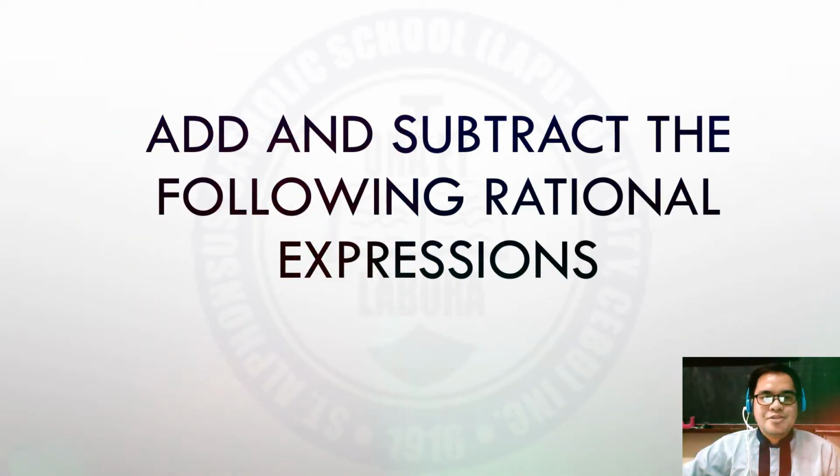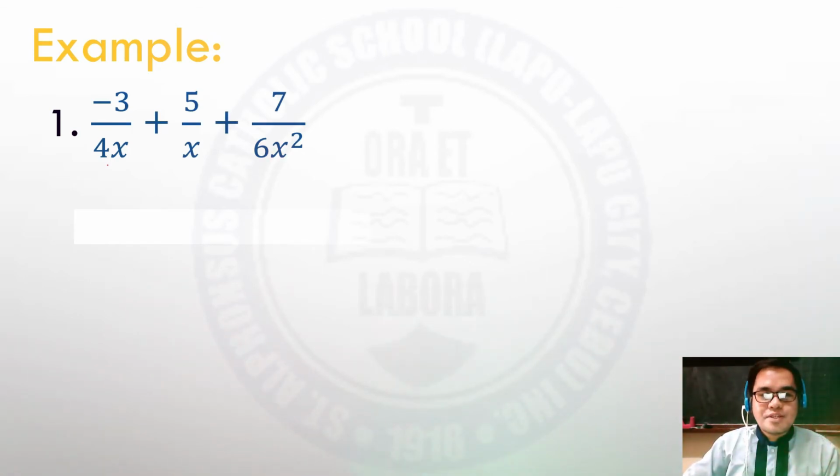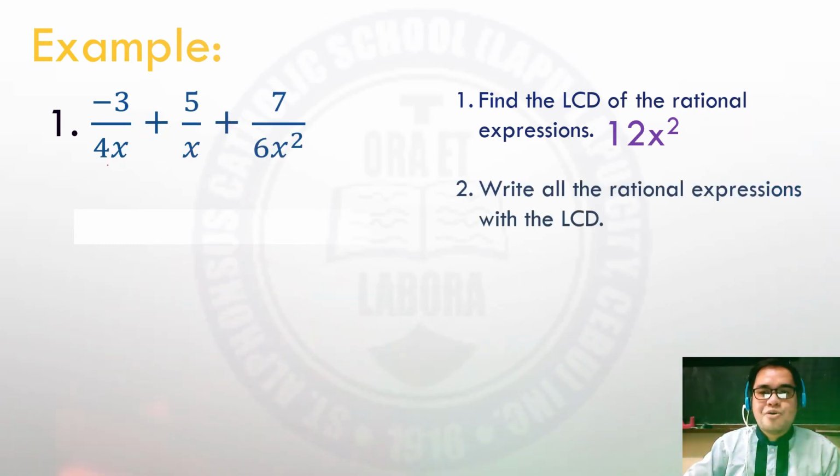So we now add or subtract the rational expressions with different denominators. For example number 1, if we have negative 3 over 4x plus 5 over x plus 7 over 6x squared, what we are going to do first is to find the LCD of the rational expressions, which is 12x squared, since we got the LCD of this earlier. And write all the rational expressions with the LCD.